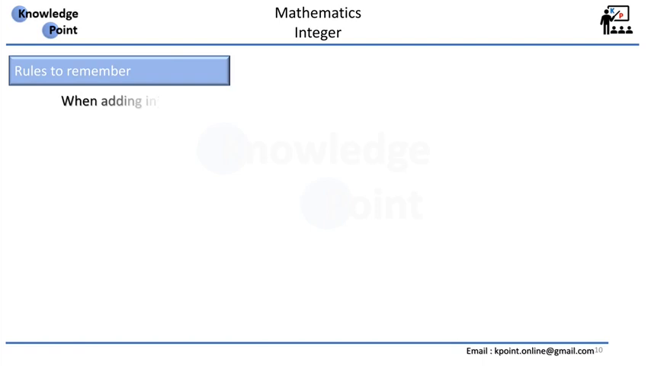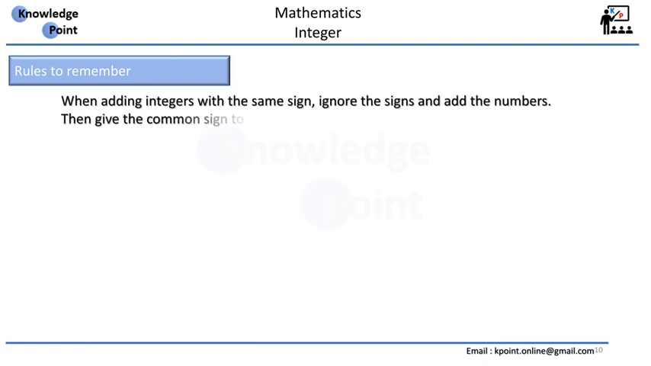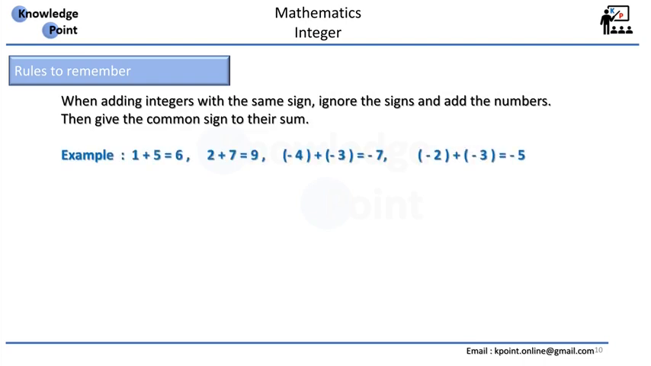So there are a few rules which you should remember in integers. When adding integers with the same sign, ignore the sign and add the numbers. Then give the common sign to their sum. Like here in the example, 1 plus 5 is equal to 6. So 1 is positive, 5 is also positive, so we added them and we have given the positive sign, since as you already learned 6 has no sign, that means it's positive.